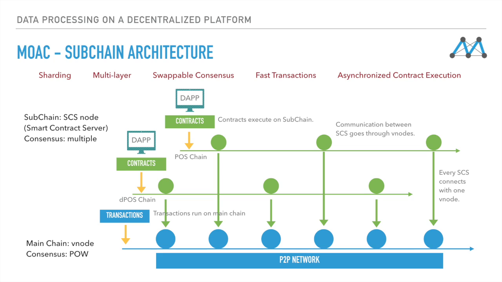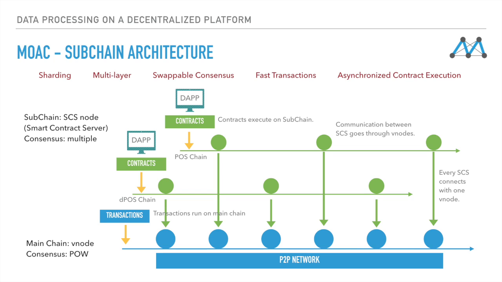So Moac can actually run thousands of transactions per second. How many transactions can Ethereum run? 25. So that's a huge boost. But that's not the secret sauce of Moac, because you still have to take care of the contracts. So who's going to take care of the contracts? The subchains.